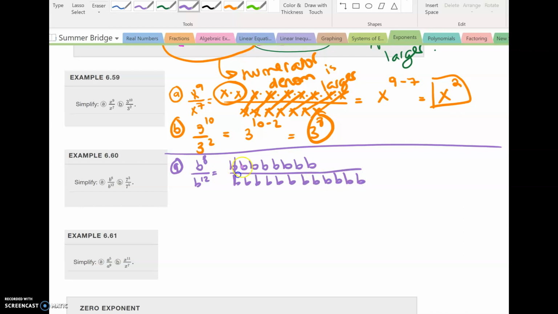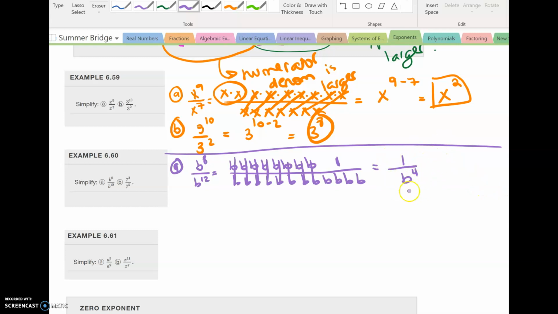Wowza. That is definitely not the most efficient way of doing it, which is why we still have this property itself. So notice all my numerator b's end up canceling. So I'm left with having to put a placeholder in the numerator. And I have 1, 2, 3, 4 b's. So it would end up being b to the 4th.